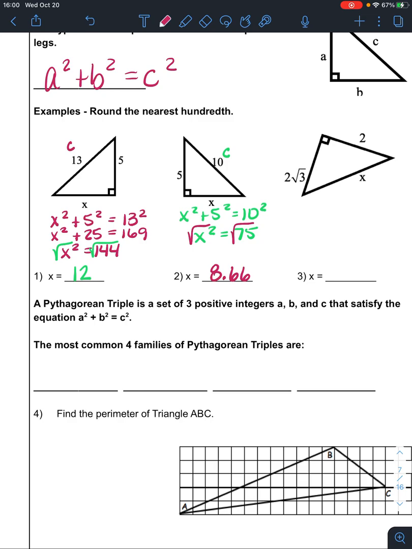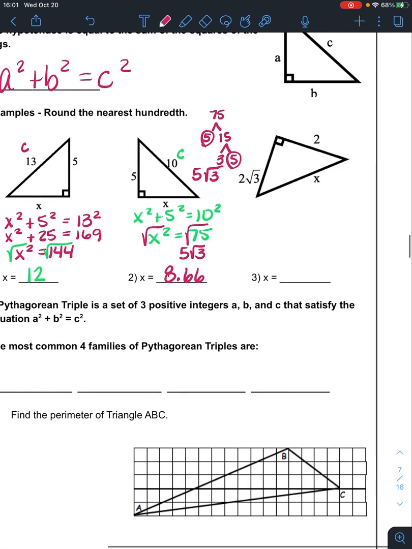You might be asked, particularly if you're in advanced, to leave your answer in simplified radical form. Remember, this is where you take your 75 and you go in and you split it. First thing that comes to mind that goes into 75 is 15. So, or excuse me, 5 times 15. And then 15 splits into 3 and 5. I have a pair of 5s, and so my 5 comes outside of the square root. I have a 3 left over, and so I leave it 5 root 3. So if you're asked to leave your answer in simplified radical form, then your answer would be 5 root 3. Otherwise, it's 8.66 rounded to the nearest hundredth.